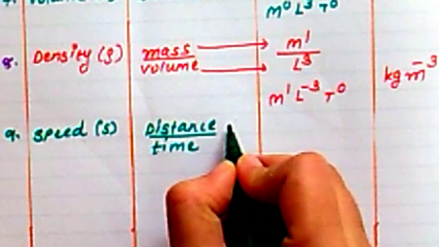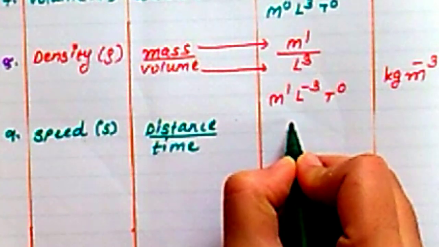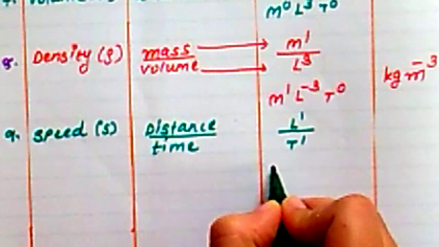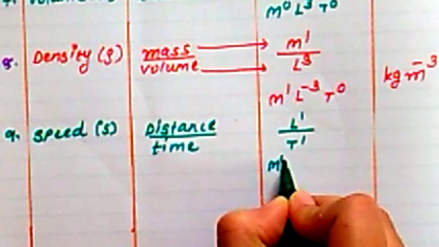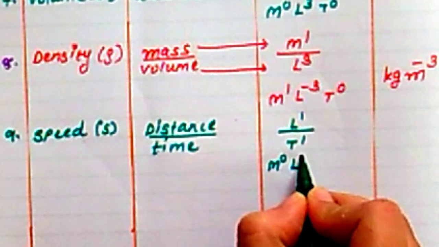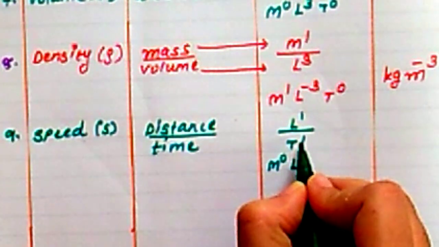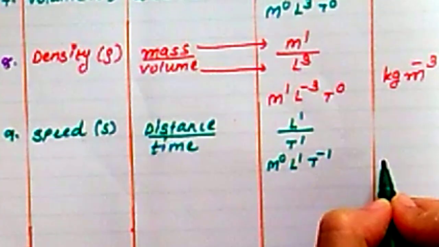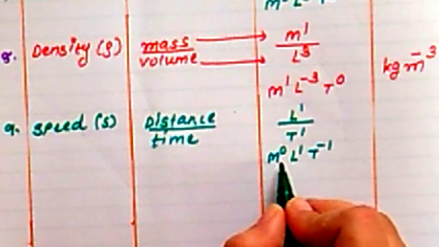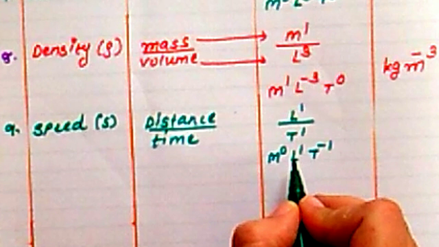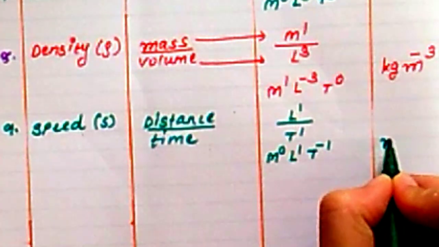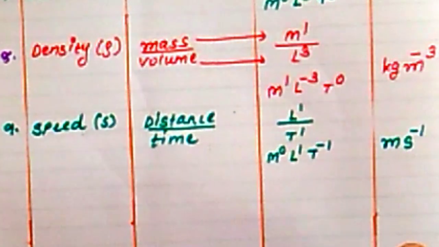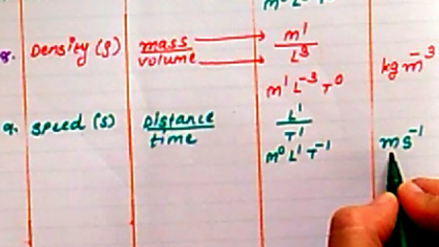Next is speed, and distance upon time is the formula of speed. Dimensional formula of distance is L1 and time is T1. And M0, L1 is as it is and T1 goes into numerator, it becomes T -1. And this is the dimensional formula of speed. Now the unit of length is meter and unit of time is second, -1 is as it is. So the unit is meter per second.